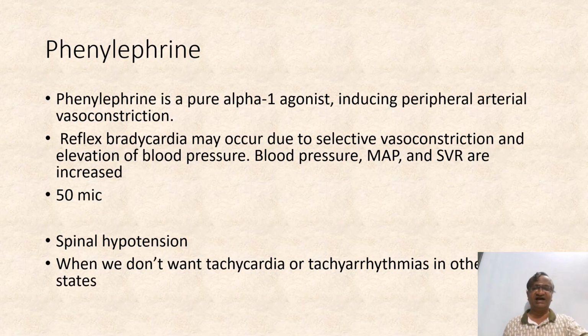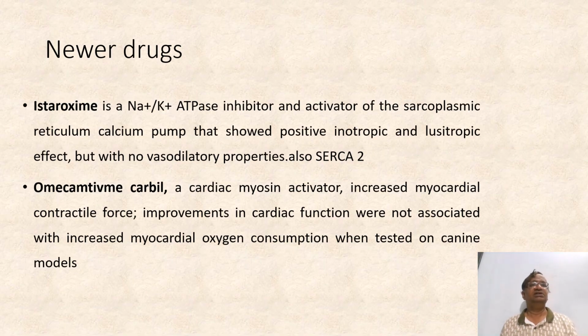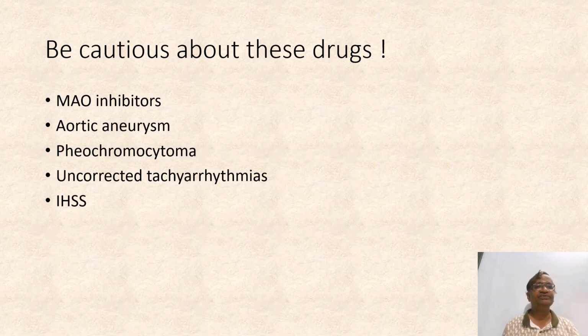Phenylephrine is a pure alpha agonist. That is what is used in spinal anesthesia, especially if we don't want tachycardia or tachyarrhythmias. Istaroxime is a sodium potassium ATPase inhibitor like digoxin. Calcium pump increased and inotropic lusitropic effect. No vasodilatation. Omecamtiv is a cardiac direct myosin activator. These are the two new drugs.